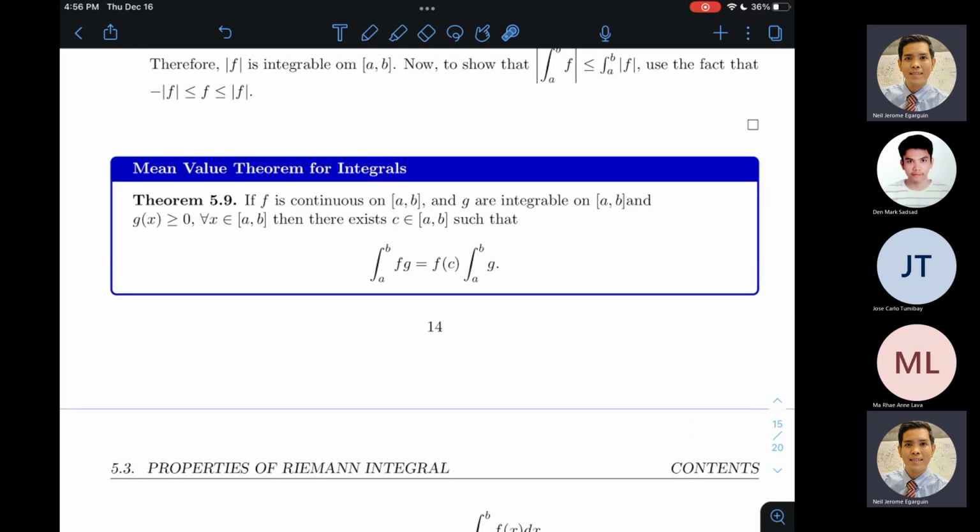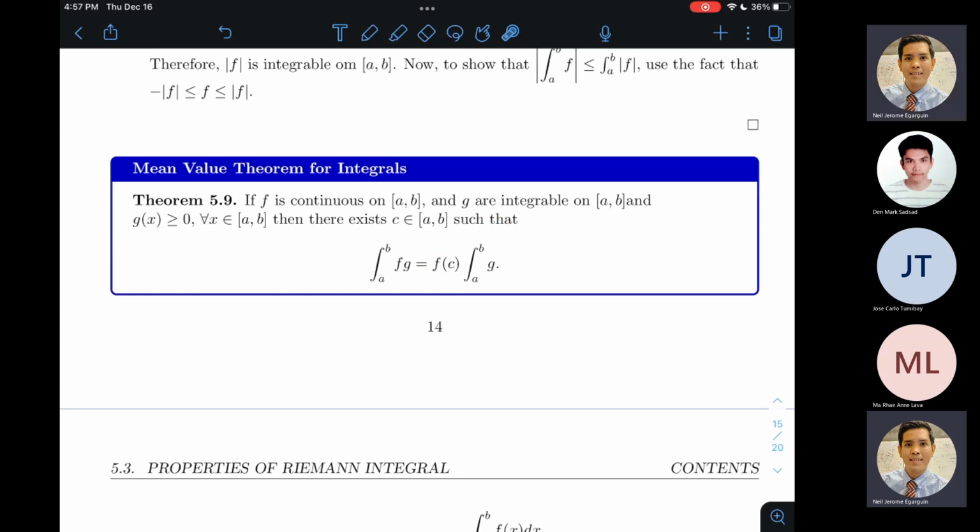Ang sinasabi niya lang, maghanap ka kasi sure na meron sa pagitan ni A and B. Hindi ko alam kung sino, pero sure ako meron. Yun yung sinasabi ng MVT. Such that pwede mong ilabas yung f of c tapos integral ni g.